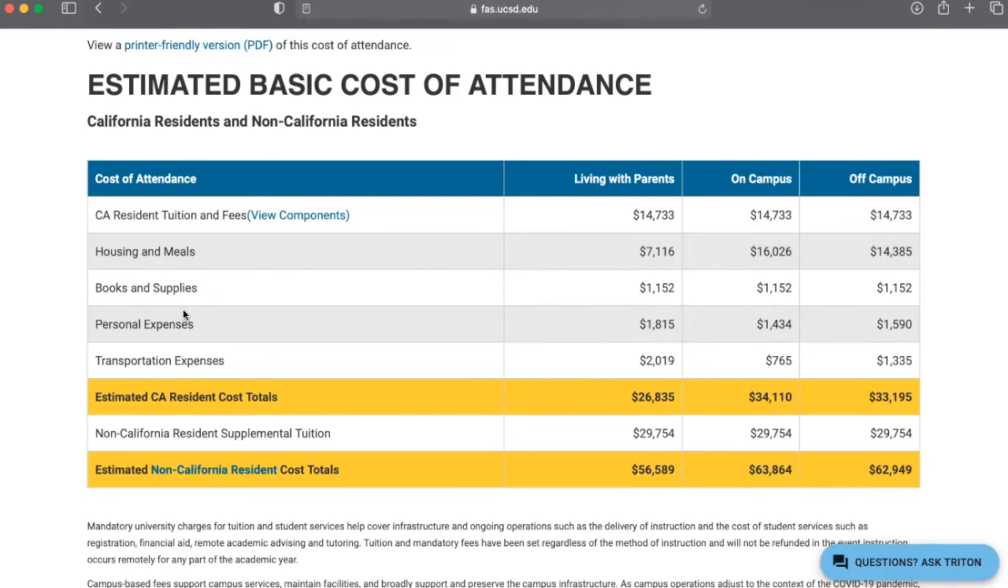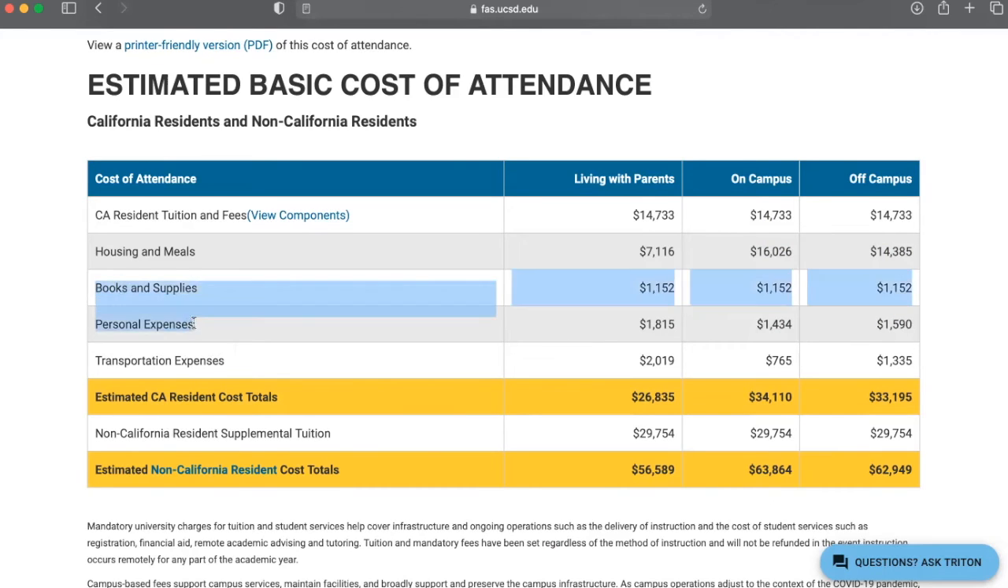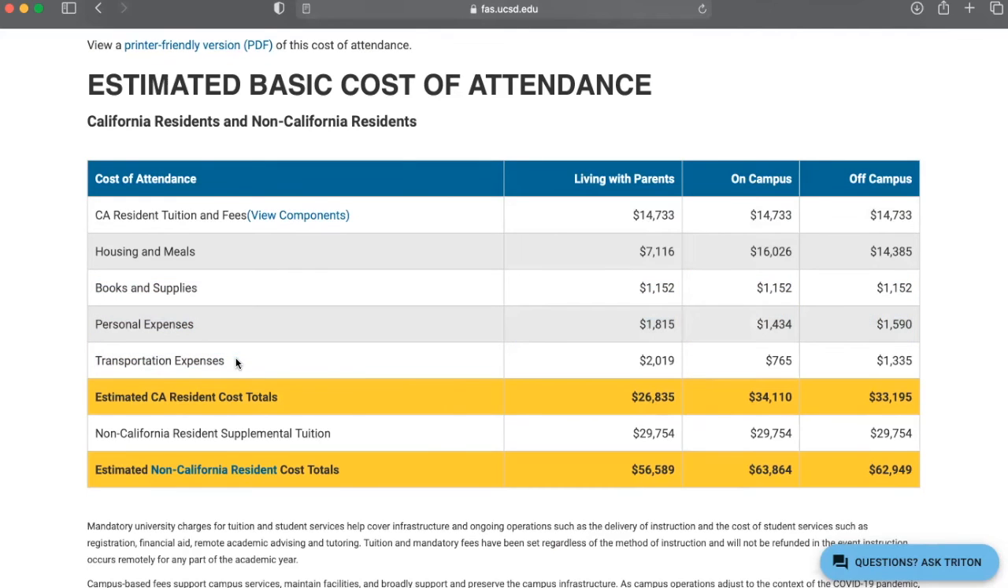And then we can find personal expenses. Again, these costs fluctuate. And books and supplies, personal expenses, and transportation expenses are all non-mandatory costs. It doesn't necessarily mean that you're actually going to pay all this amount. This is just an estimate.